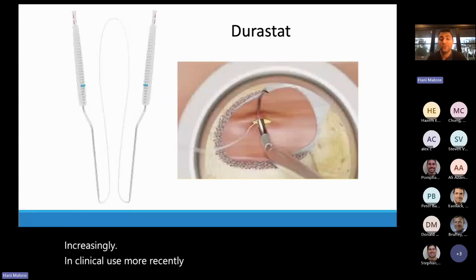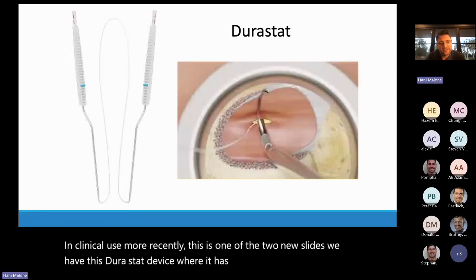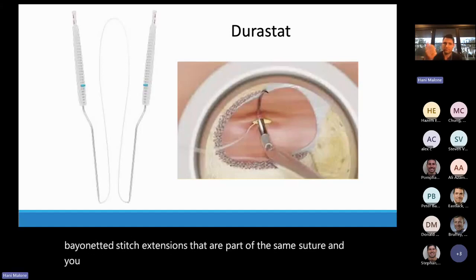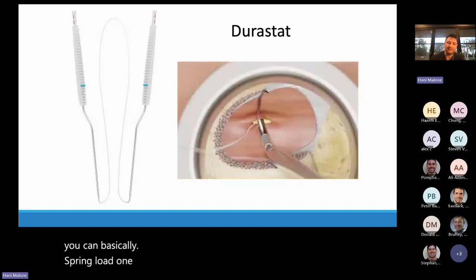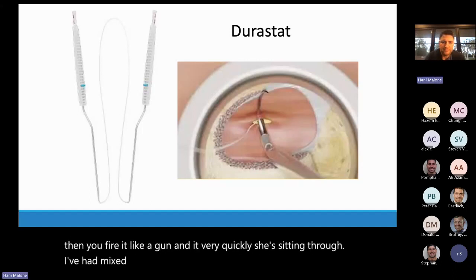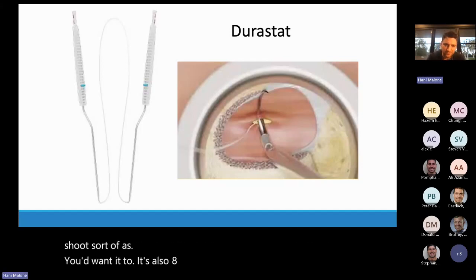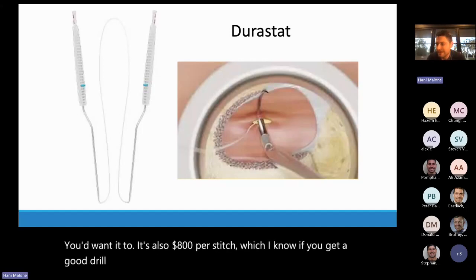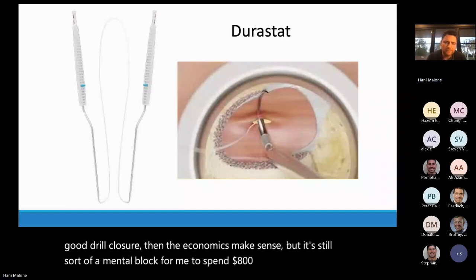More recently, and this is one of the two new slides, we have this Durastat device where it has these two separate bayoneted stitch extensions that are part of the same suture, and you can basically spring load one side, get the dural stitch where you want it, and then you fire it like a gun, and it very quickly shoots the needle through. I've had mixed results. Sometimes I feel like it doesn't shoot as you'd want it to. It's also $800 per stitch, which I know if you get a good dural closure, then the economics make sense, but it's still a mental block for me to spend $800 on a suture. So I don't use it as much as I maybe thought I would when I first played with it on a model.